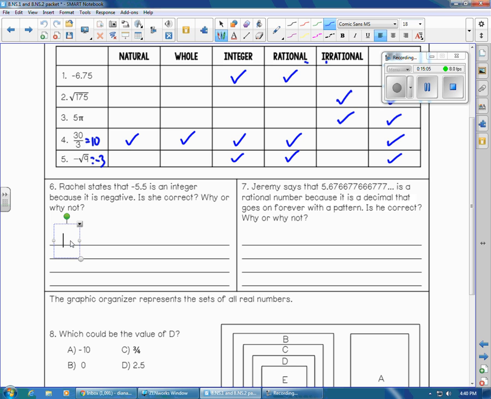Rachel states that negative 5.5 is an integer because it is negative. Is she correct? Why or why not? I'd say yes, she's correct, because an integer can be a positive or negative number. So being that it's negative, it's going to be an integer.